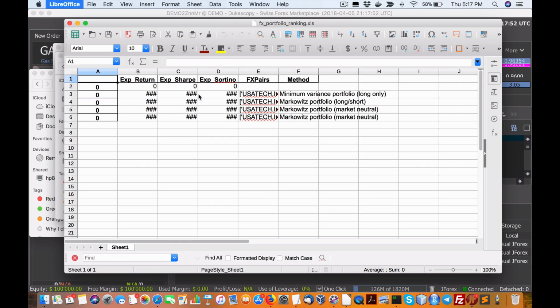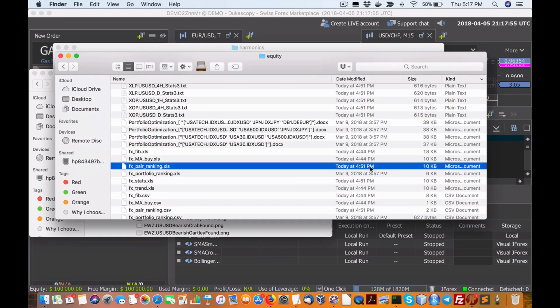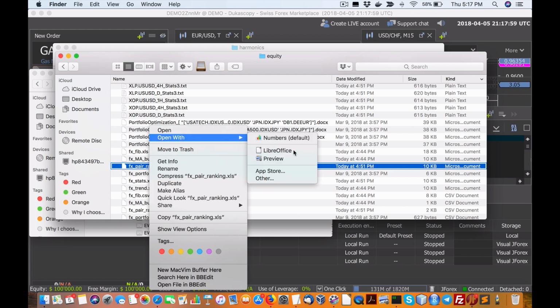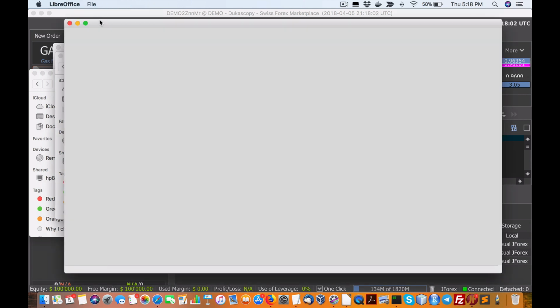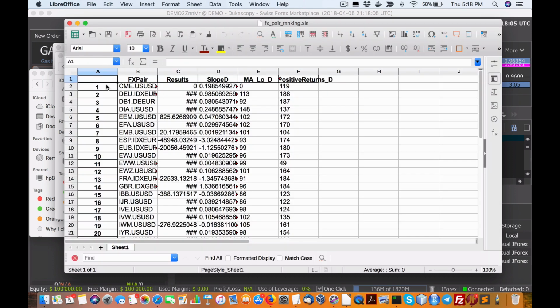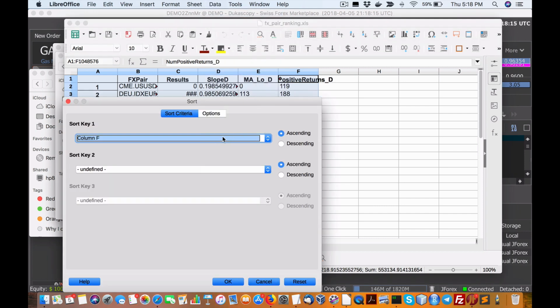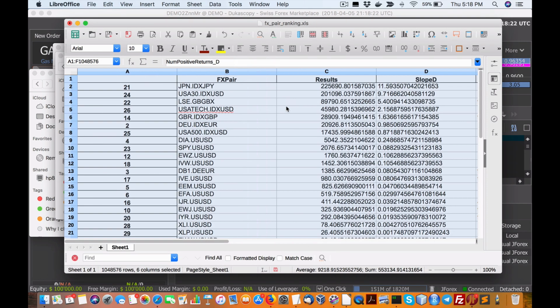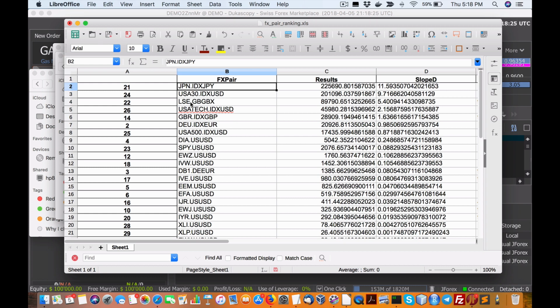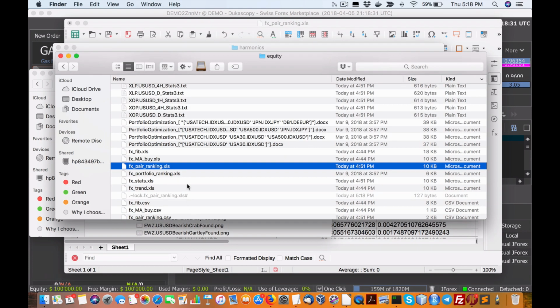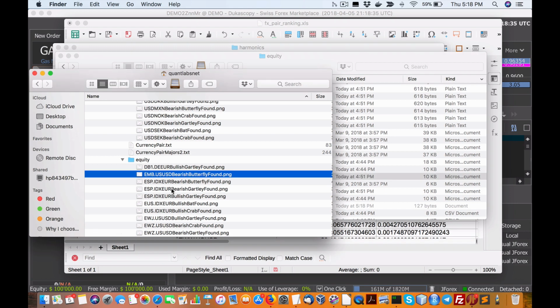No, we don't want that. FX pair, this must be it. Okay, so we're going to sort. So we need results, column C, sort, column C, descending. So again, it's no different than what we had before, the Japanese index, the LSE. So the one we're looking at right now was the EMB. So let's check out the ranking for that.